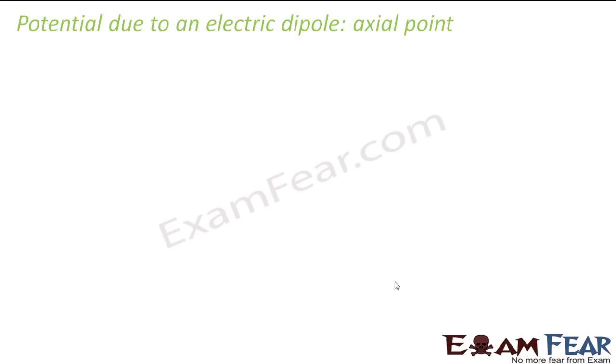So here let us try to calculate the potential due to an electric dipole at an axial point. So let us suppose this is an electric dipole. Axial point means a point which lies along the axis of the dipole. You are now familiar with all these terms, axial, equatorial, because I have explained all this in the previous chapter, right? So let us suppose this is an axial point and we have to calculate the potential at this point. Let us mark this axial point as point P.